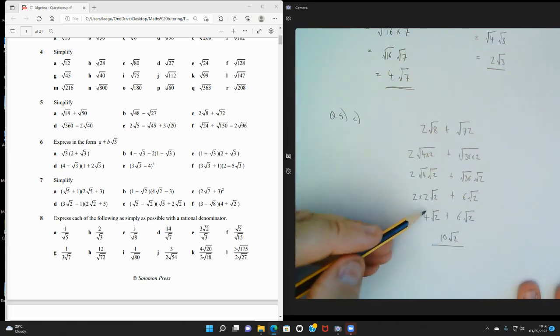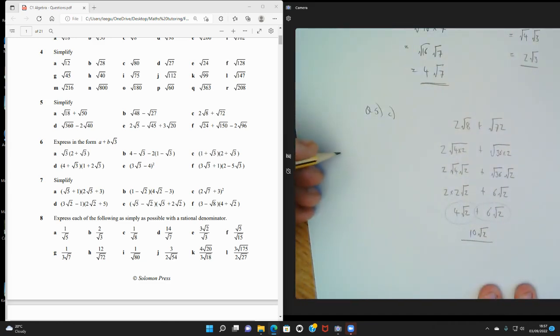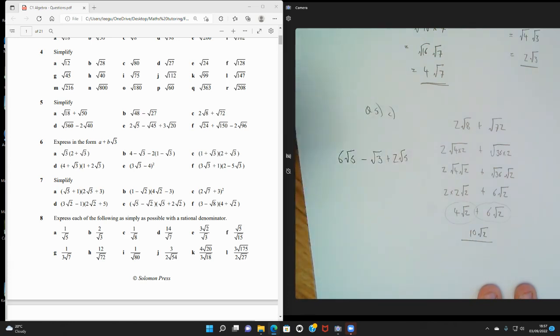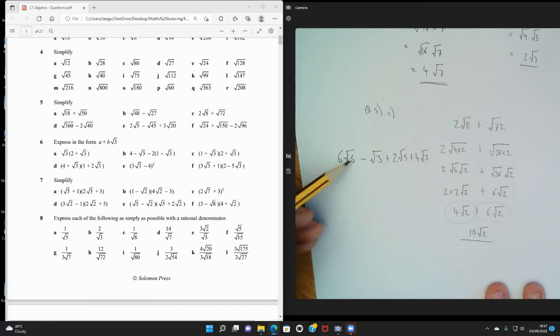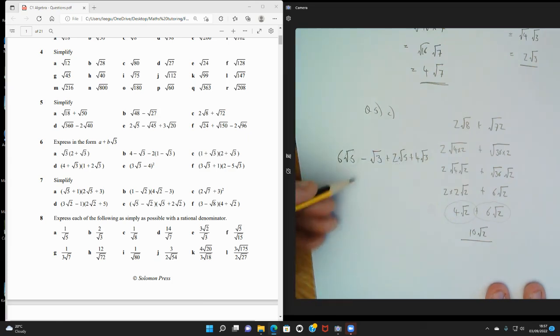And you'll notice how I've been essentially following the laws of collecting like terms. So you can only add things together if they've got the same root here. So for example, if I had an expression which was 6 root 5 minus root 3 plus 2 root 5 plus 4 root 3, you can only combine together the ones that have the same number inside the square root. So I could collect like terms here, so this would be 6 and positive 2, so that would be 8 root 5.